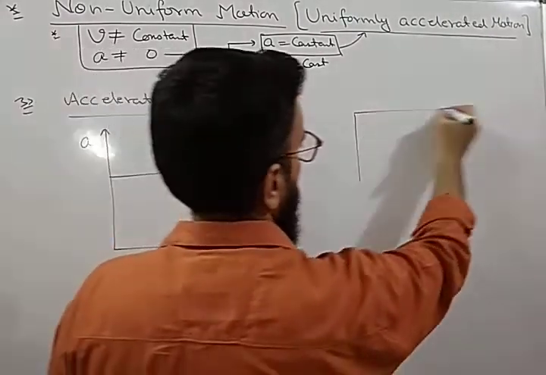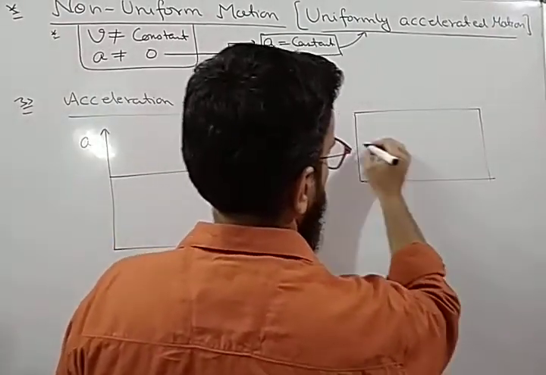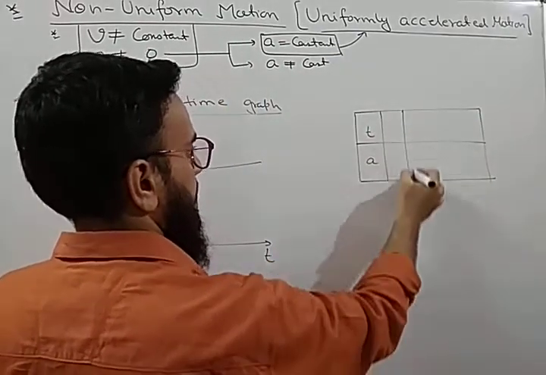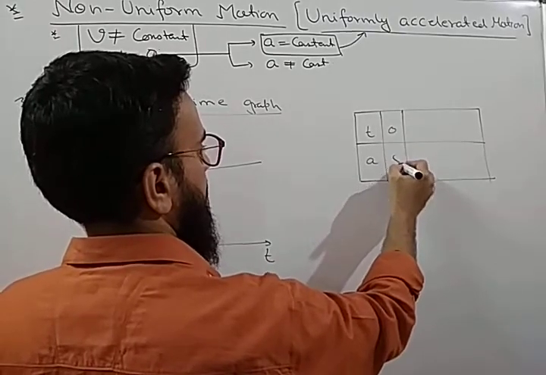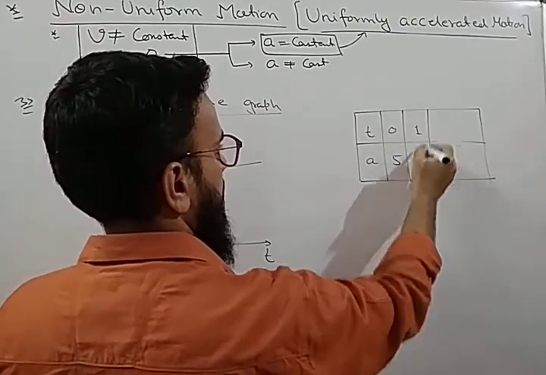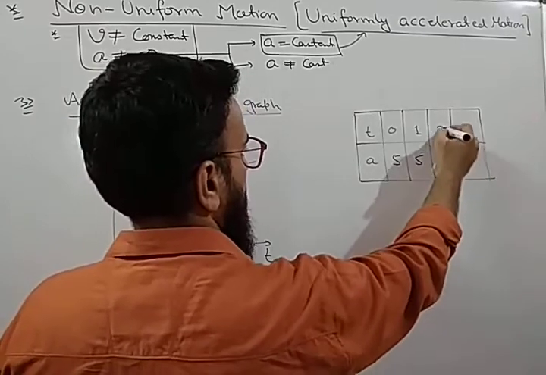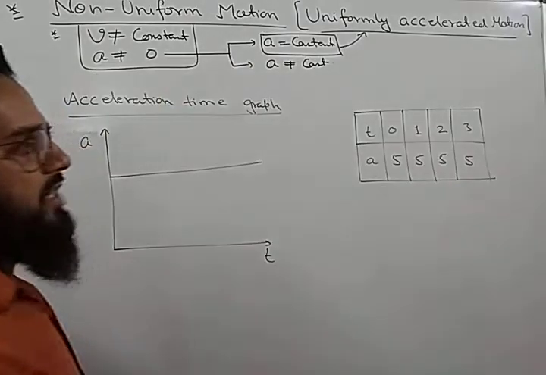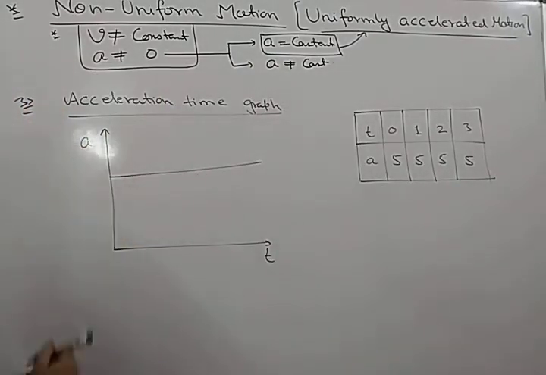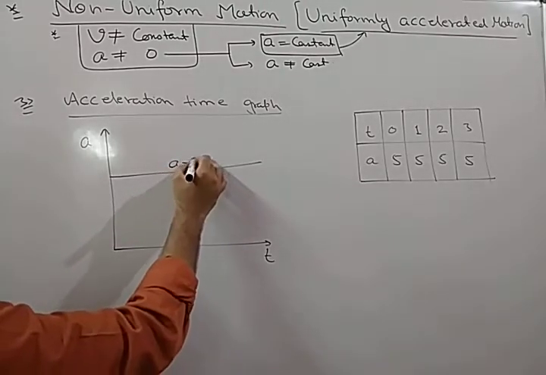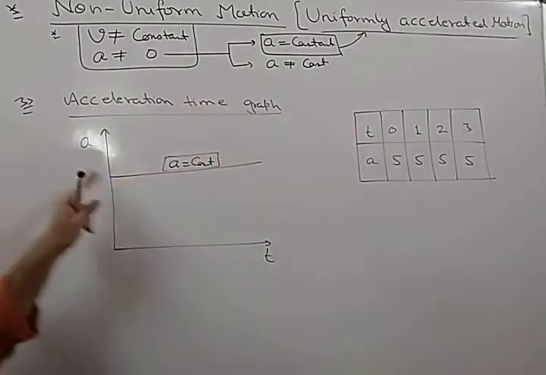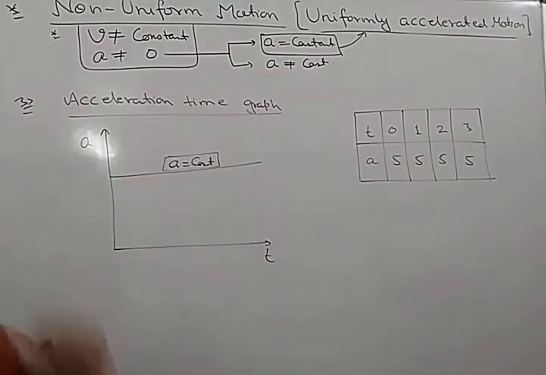If you draw a table, you can draw the graph from the table very well. Suppose this is time, this is acceleration. At t equal to 0, acceleration is 5. At t equal to 1, acceleration is 5. At t equal to 2, acceleration is 5. At t equal to 3, acceleration is 5. It means acceleration is constant. So the graph will look like this. Okay, so this is the acceleration time graph. Acceleration is constant here, A is constant. So for uniformly accelerated motion, the graph of acceleration versus time will be a straight line.